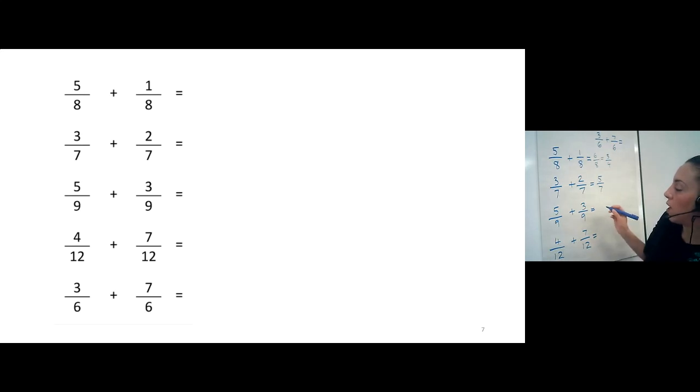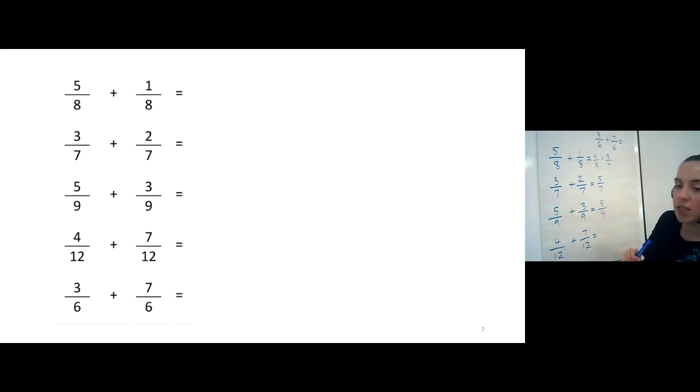5 over 9 plus 3 over 9. Yeah, well done. We've got 8 over 9 because we've done 5 plus 3 is 8, back over the denominator 9. Can we simplify that at all? No, there's nothing that will go into both 8 and 9.